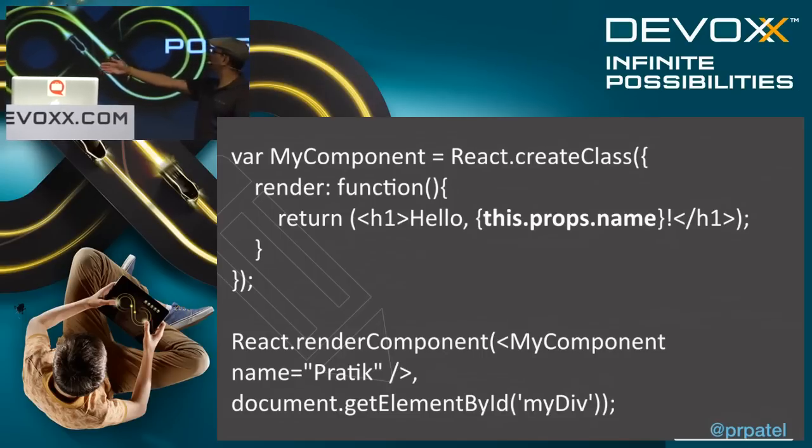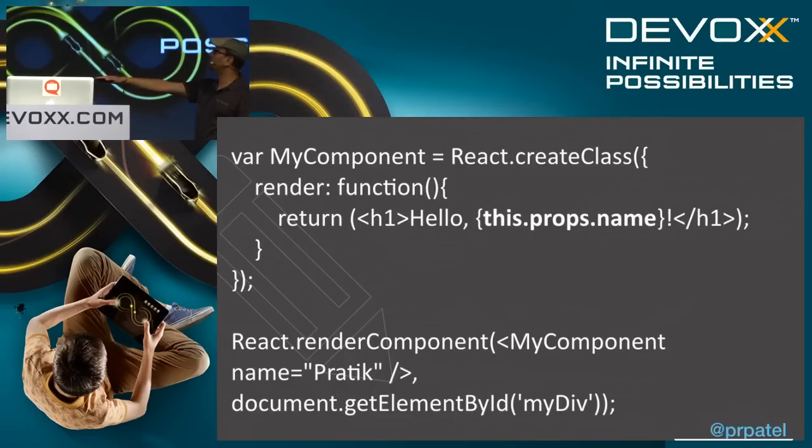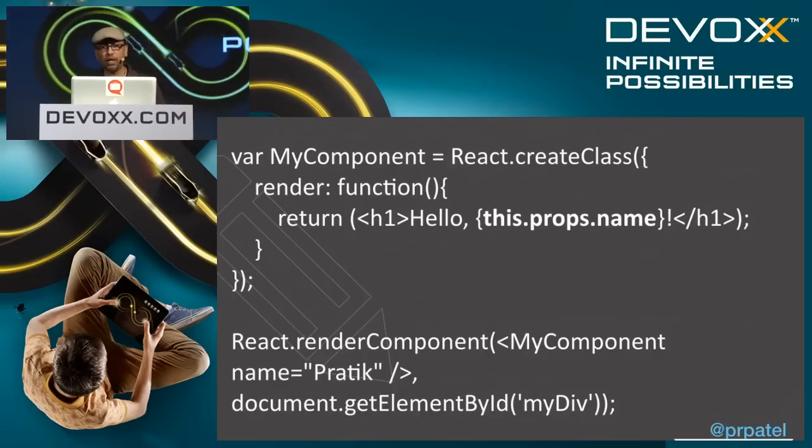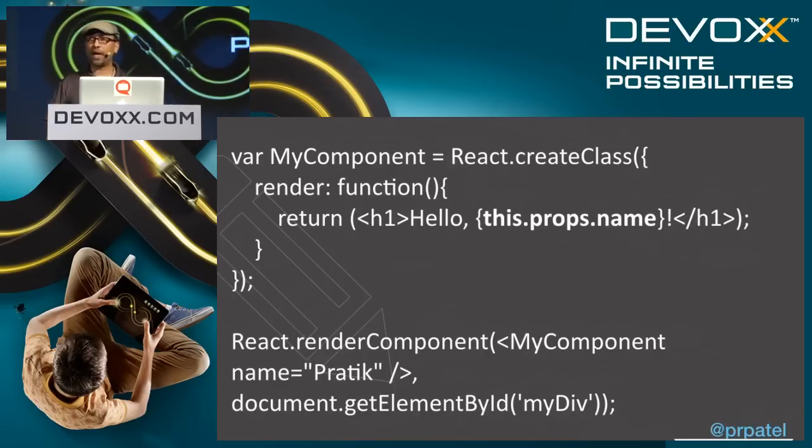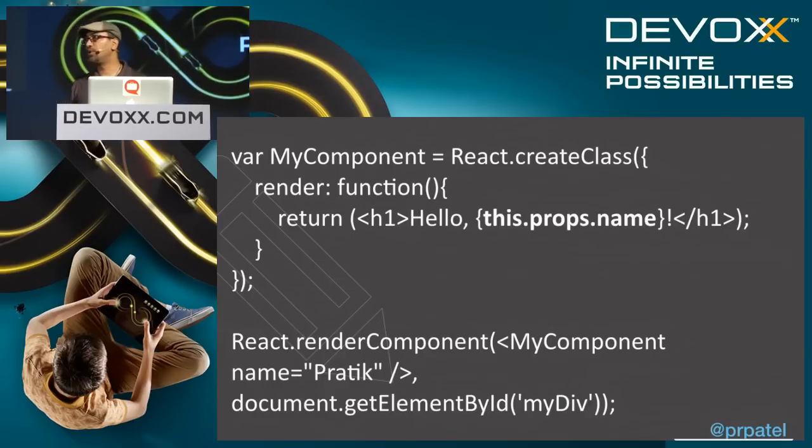Let me make sure I get this right on the third line. You'll see that we're doing hello, comma, and then curly brace this.props.name. Then when we want to use it, if we go down to the second code block, we do React.renderComponent, myComponent, and then we pass in, similar to standard HTML, a property or an attribute, name equals Pratik. When this gets rendered, the name gets pulled out and stuffed into the props object, specifically the this.props object that is available inside of every React component, and we get substitution.